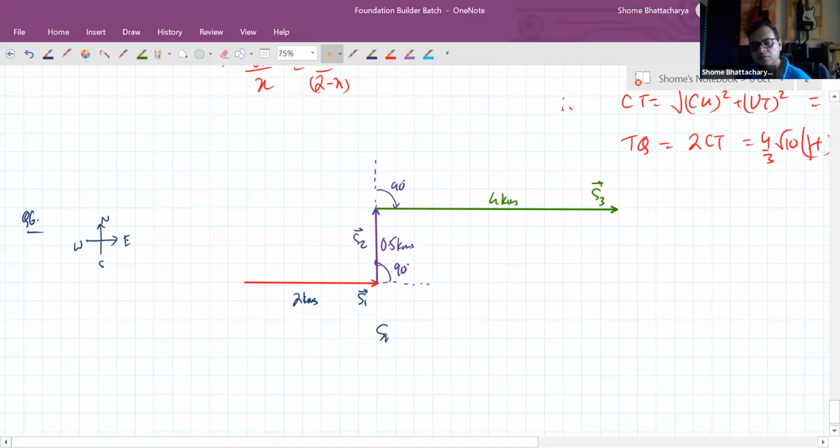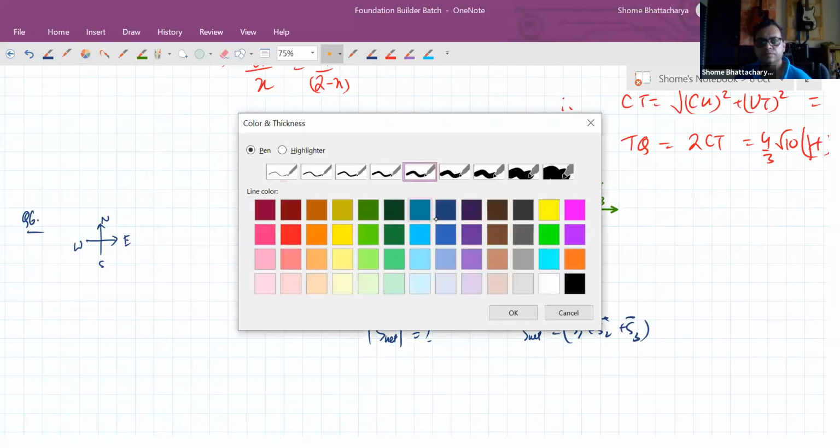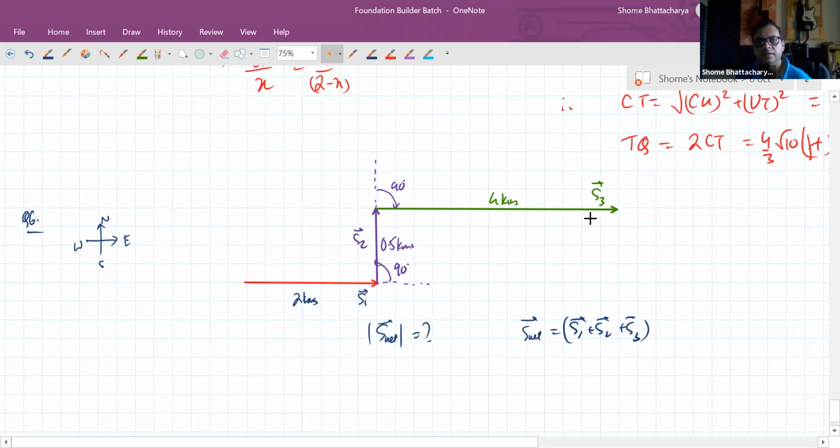So we have to find this, where S net is the sum of S1 plus S2 plus S3. So in the diagram you can clearly see how we will find the net displacement. By the definition of net displacement, it is the vector joining the initial position to the final position. So the initial position, where it started the movement from, is the origin of S1, and the final position is where it ends up, at the head of the third displacement S3. So this is our net displacement.